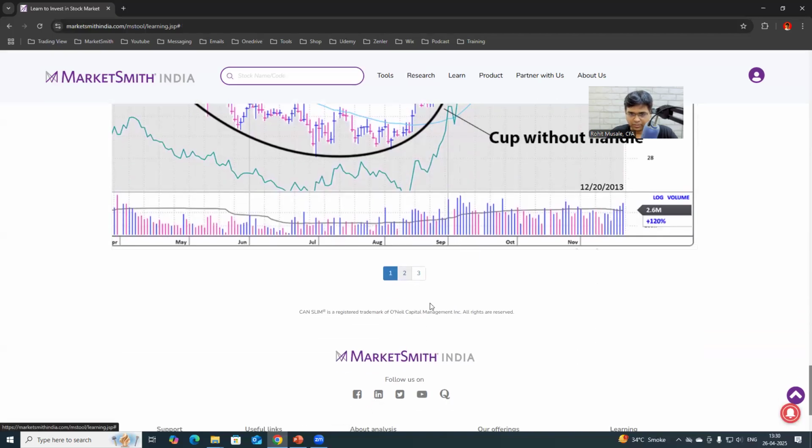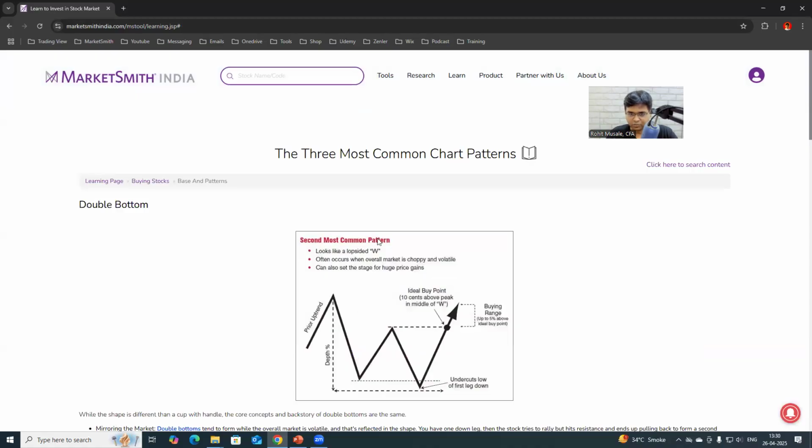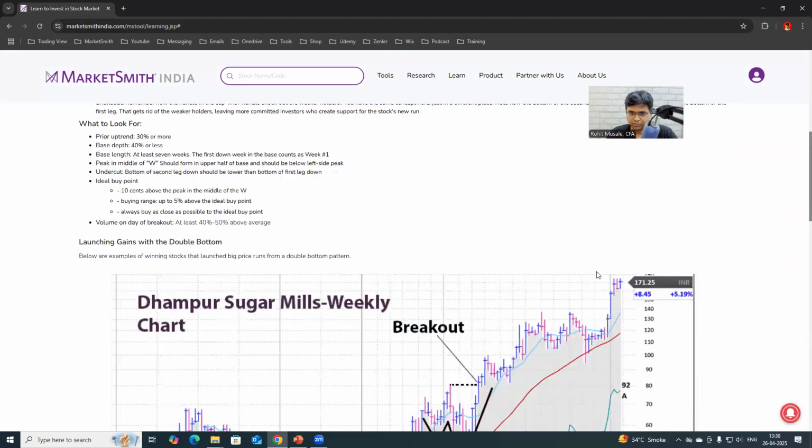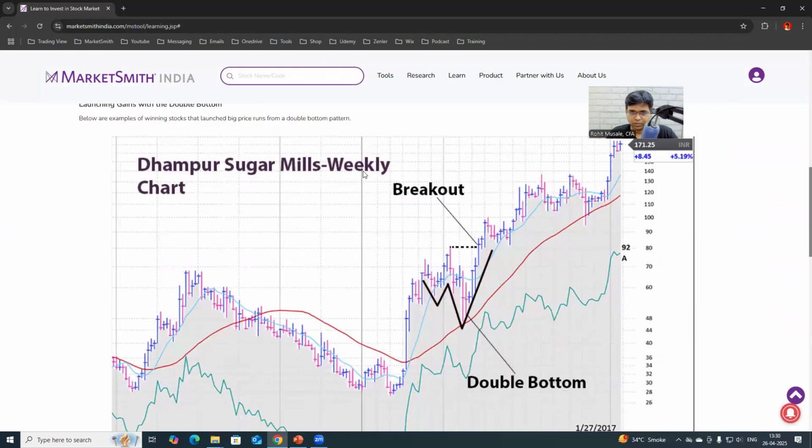Coming down, click on the second one. This is the second most common pattern. This is a double bottom. So that's the pivot point. So 5% buying range. Come down. Dhampur Sugar weekly chart. So it's clearly marked for you. The buy point is marked for you.